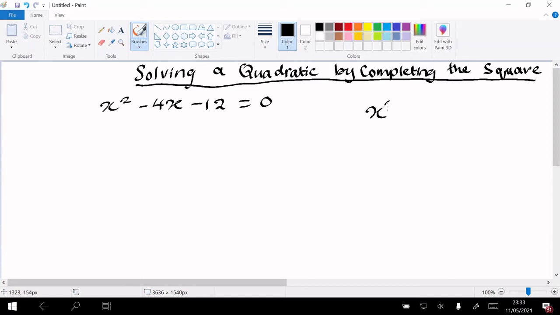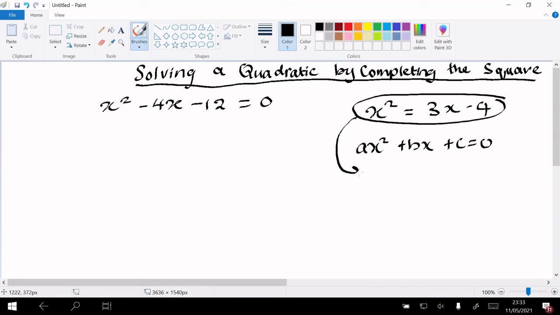You can have something like x squared is equal to 3x minus 4, but you can't really complete a square in this form. So first of all make sure it's in the form x squared minus 4x minus 12 equal to 0, or in the form ax squared plus bx plus c is equal to 0. In this case, you would have to move the 3x and minus 4 to the other side. So that will become x squared minus 3x plus 4 is equal to 0. It is very important that you try to do this.